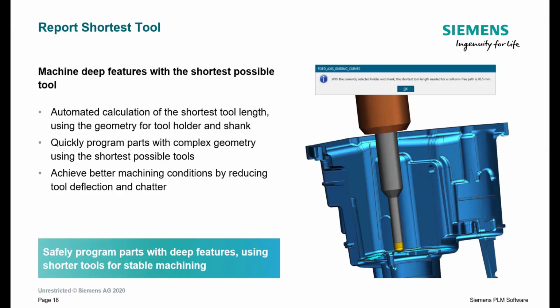Report shortest tool calculates the minimum tool length needed to avoid tool holder or shank collisions. Previously, the report shortest tool was only taking the tool holder into consideration. With this enhancement, NX will report minimum tool length, ensuring that both the tool holder and tool shank are collision free. With this new accurate reporting, you can use shorter tools, minimizing chatter and achieving more stable machining.